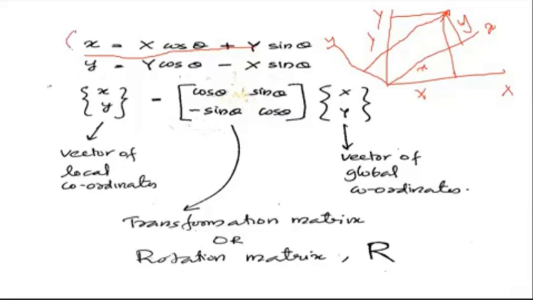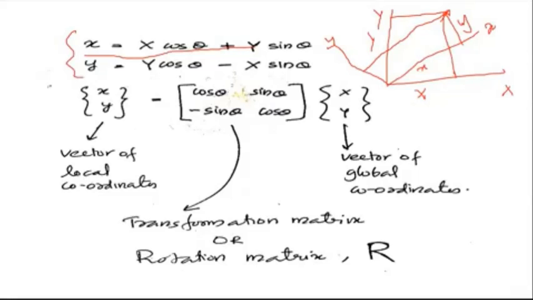I think you have already studied this in your mathematics course, or in first year mechanics or something like that. So the coordinates small x and small y of the point P can be written as follows. If you rearrange this equation into matrix form, you will get cos theta, sin theta, minus sin theta, cos theta, times capital X and Y. So this is a vector of local coordinates, and the right one is a vector of global coordinates.